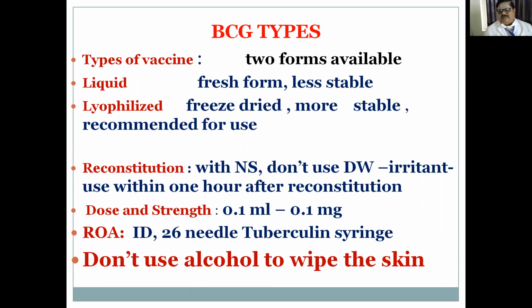Reconstitute the powder of BCG with normal saline, not with distilled water, please, because distilled water will be an irritant to the tissues. The dose is 0.1 ml, that is 0.1 milligrams, and the route of administration is intradermal, with a needle. Do not use alcohol to wipe the skin, because it is a bacillus. Even a little alcohol, 2 to 8 minutes of contact, will kill the bacillus. So that is why you are not supposed to use alcohol to wipe the skin.